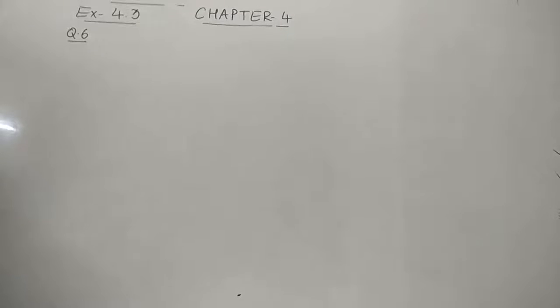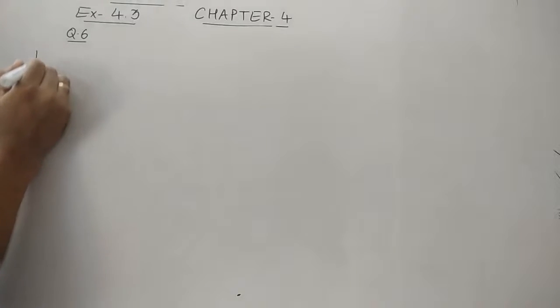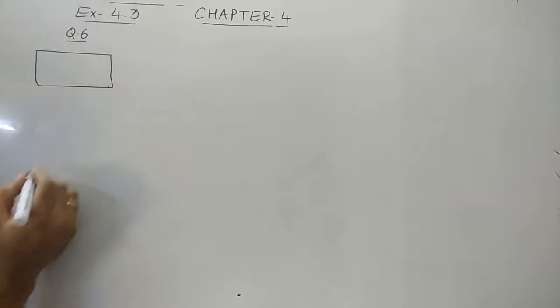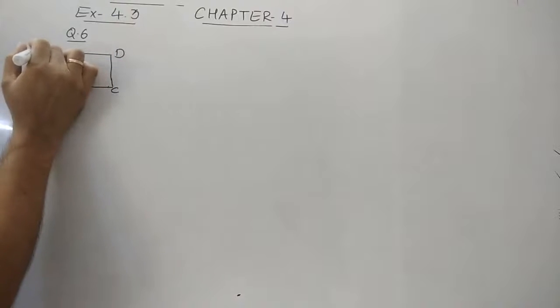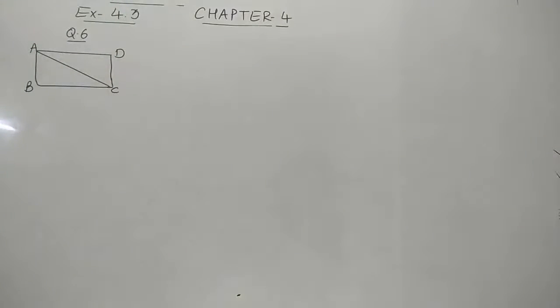Let us continue with the 6th question. It is said that the diagonal of a rectangular field is 60 meters more than the shorter side. So let me draw the diagram. It is said the rectangular field, that means the shape is a rectangle. If I give the name ABCD, there are two diagonals, AC and BD. Let's take AC. So the diagonal of the rectangular field, that means AC, is 60 more than the shorter side.